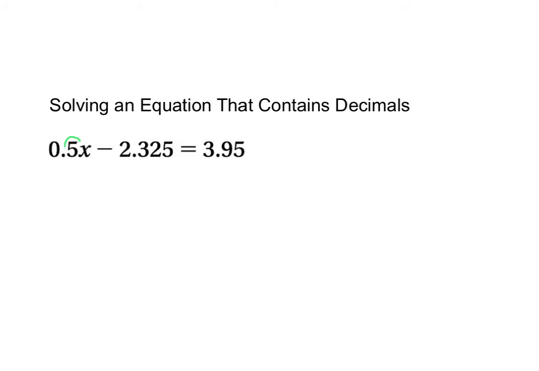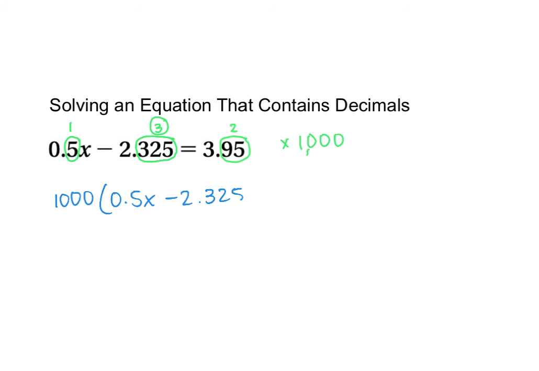Let's count the number of digits to the right of the decimal. We've got 1, we've got 3, and we've got 2. Our highest number was 3, so we're going to multiply the entire equation by 1,000. When we do that, it's going to be 1,000 times 0.5x minus 2.325 equals 3.95 times 1,000.